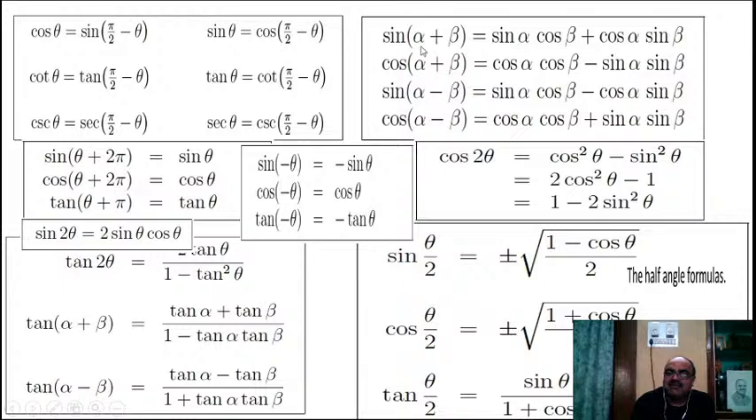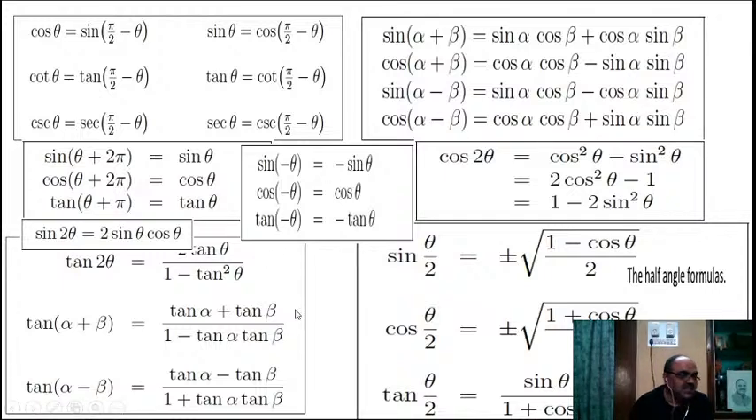Coming into the sine of alpha plus beta summation, it is sine alpha cos beta plus cos alpha sine beta. When I am adding two values, it is sine alpha cos beta plus cos alpha sine beta. Sine of alpha minus beta is sine alpha cos beta minus cos alpha sine beta. The plus became minus when you subtracted the values. Cos of alpha plus beta is cos alpha cos beta minus sine alpha sine beta. And with subtraction, cos alpha cos beta plus sine alpha sine beta.